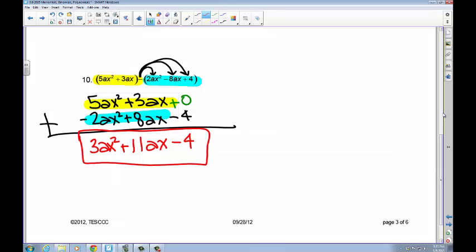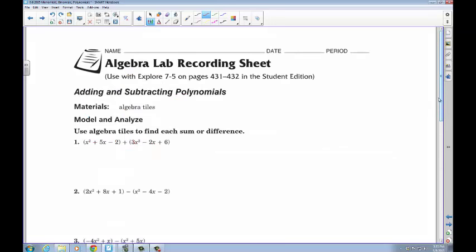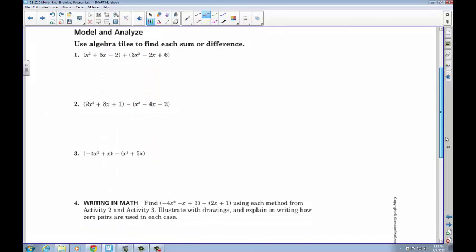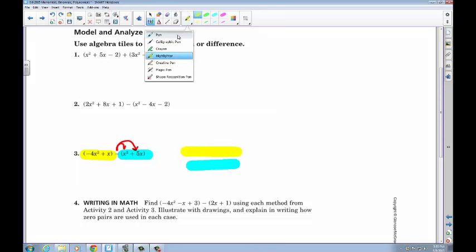Okay. Now let's look at the homework. The homework that I will help you out with will be this one right here, number 3. I'm going to distribute that negative to both terms. And again, remember, I'm going to just highlight the first one, and then I'm going to highlight the second one because I'm going to place them on top. I'm going to stack them. So when I stack them, then I can clearly see how I'm going to combine like terms.